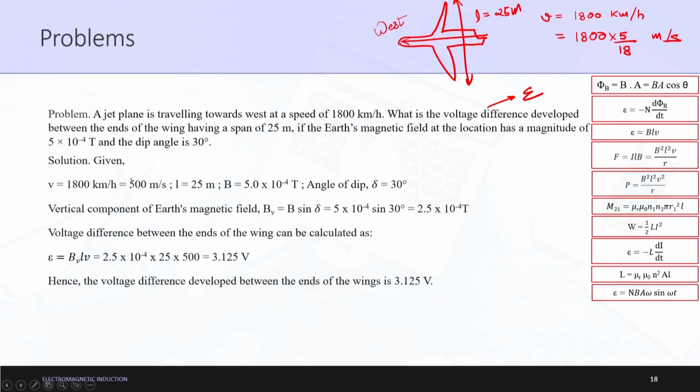What is the use of the dip angle? The dip angle is used only to find the exact value of B acting at the location. So the value of B acting, which we will use in the formula, let us write it as B dash, is B sin delta. We use the dip angle as the delta value, this small delta. V is given to you, L is given to you, B is given to you. Please make sure you convert kilometers per hour into meters per second.